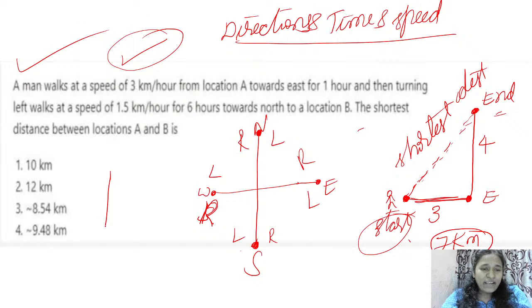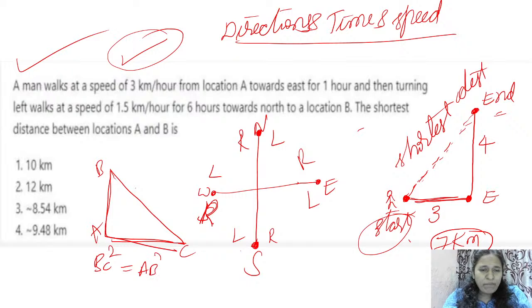If this is a right angle triangle, we know Pythagoras theorem: side square plus side square is equal to hypotenuse square, right? Suppose it is ABC, then BC square is equal to AB square plus AC square. This we have to apply in this question.